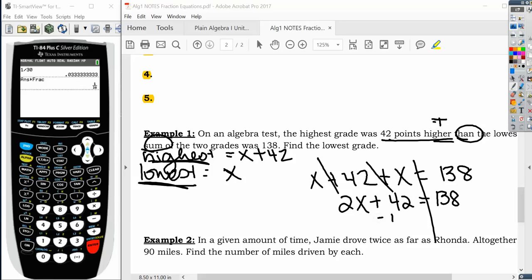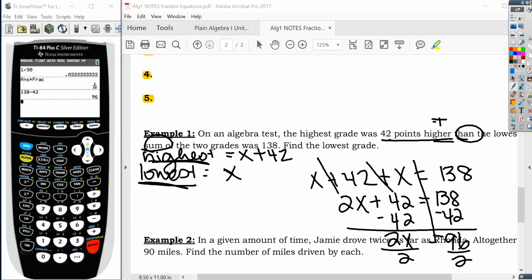So now I'm going to subtract 42 on both sides. So I have 138 minus 42, and I have 96. So I have 2x equals 96. And divide by 2. So if I divide by 2, I do 96 divided by 2. It's not 6, how about 2? I get x equals 48.